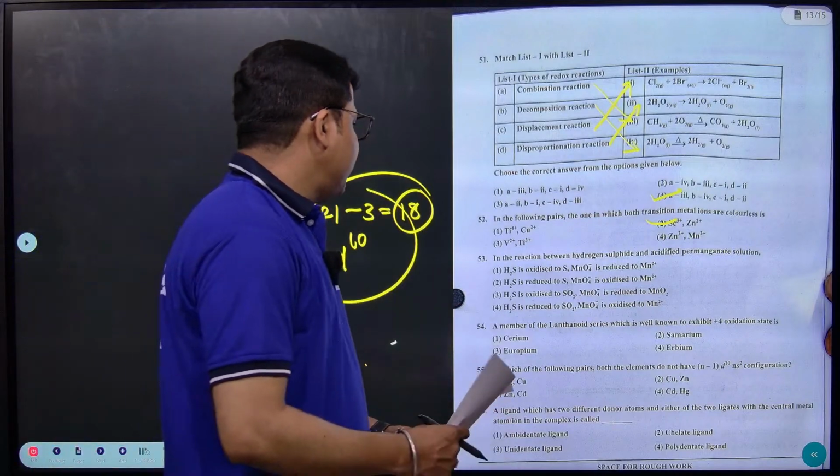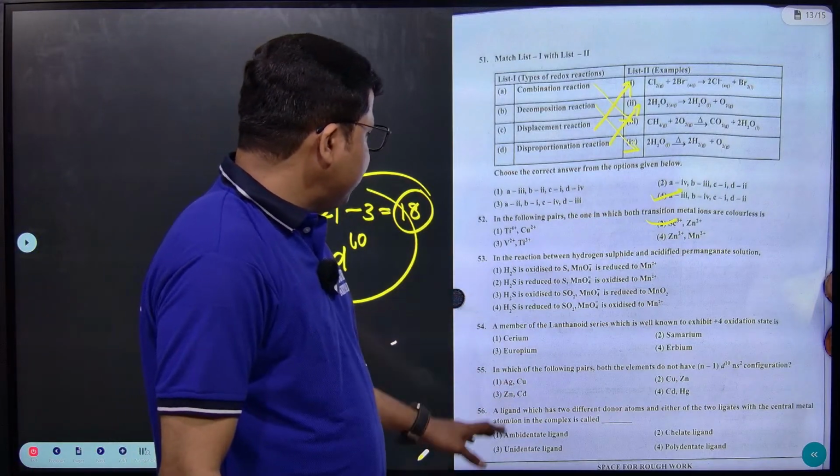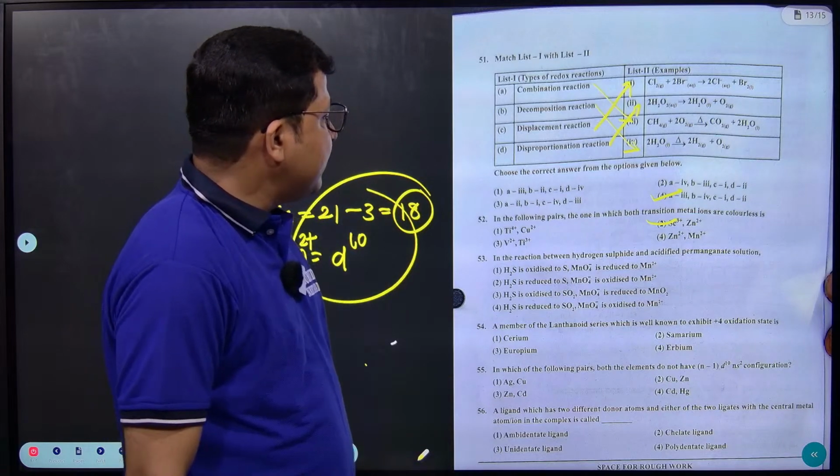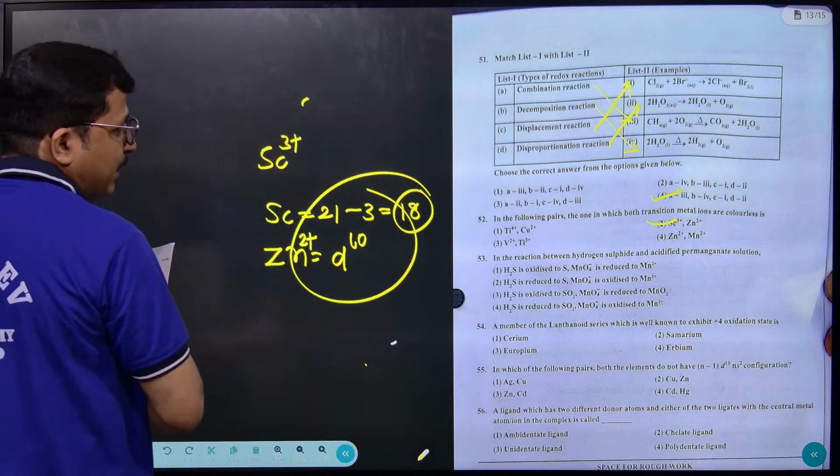And in the 53rd, in the reaction between hydrogen sulfide and acidified potassium permanganate, what will happen? Let us see.